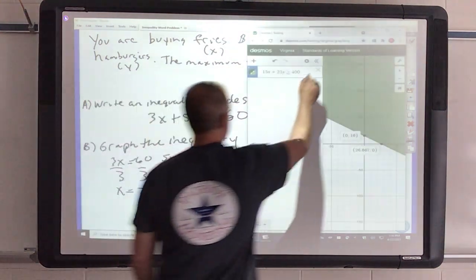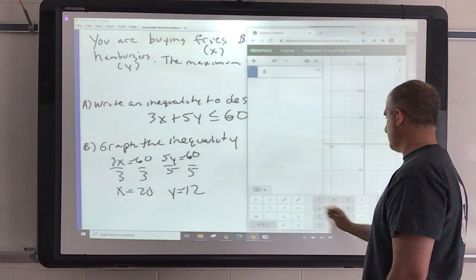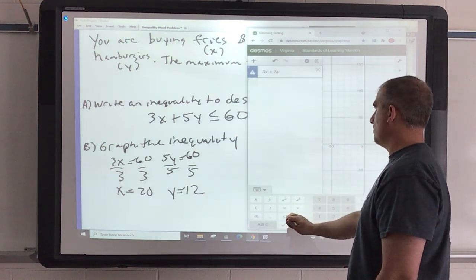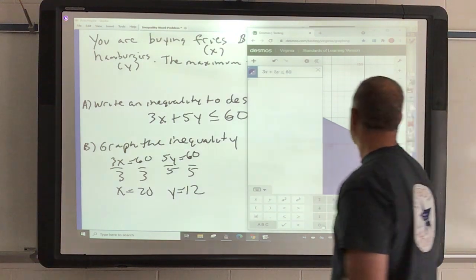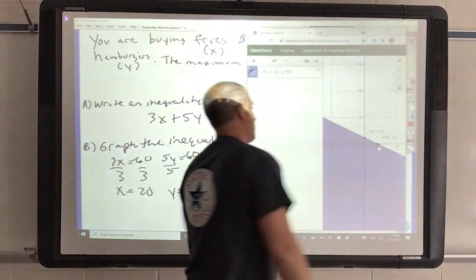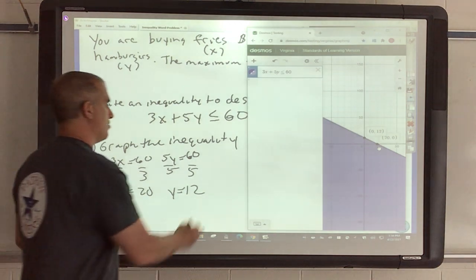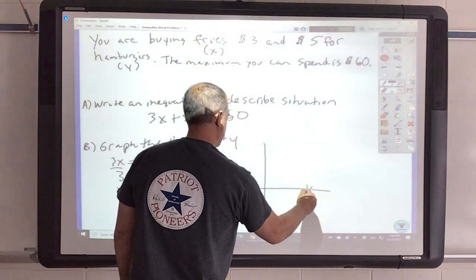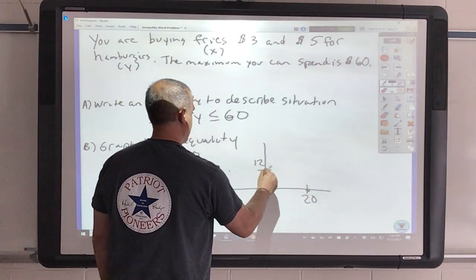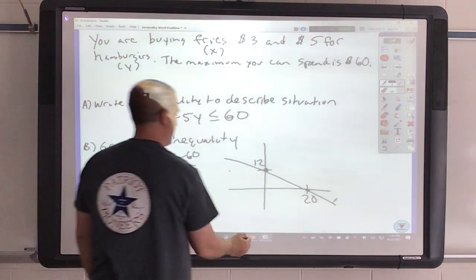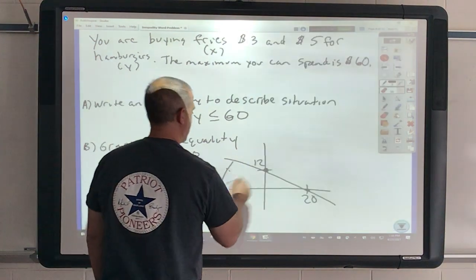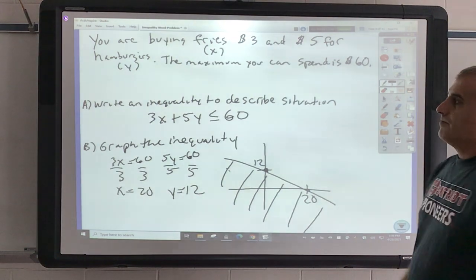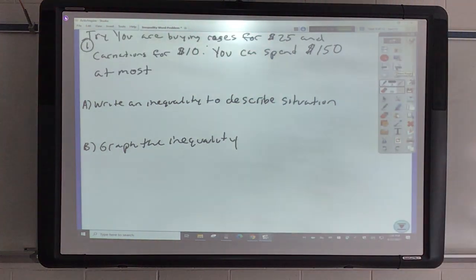So once again, I'm going to Desmos. Okay, 3X plus 5Y less than or equal to 60, okay? 12 and 20. 20 on the X, 12 on the Y. Line is solid, and the shading is underneath. So you have to make sure you read the end of the question.